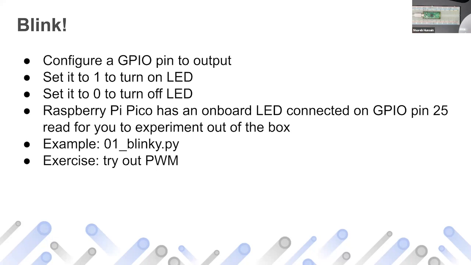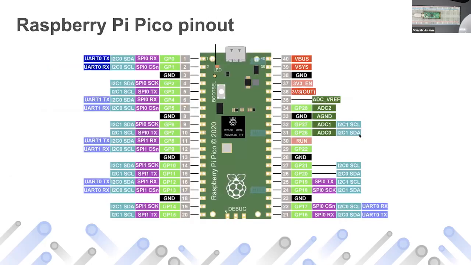The pin number and GPIO pin numbers can be different. For example, let me go back to this. You see this pin number is 1 here, but it's GPIO 0. This pin number is 15 here, but the GPIO is 11. So don't get confused. When I say connect something to GPIO 15, I'll be connecting it to pin number 20. It's just a numbering scheme.